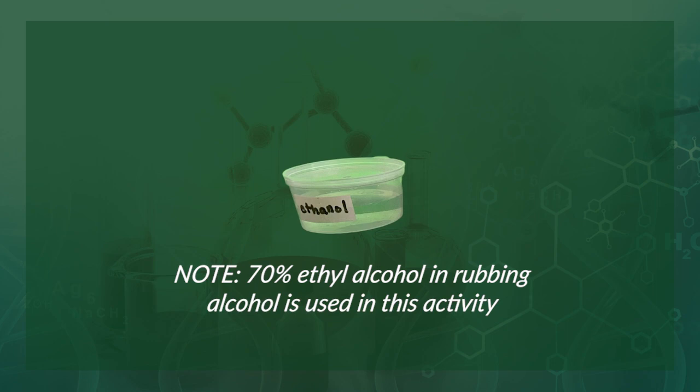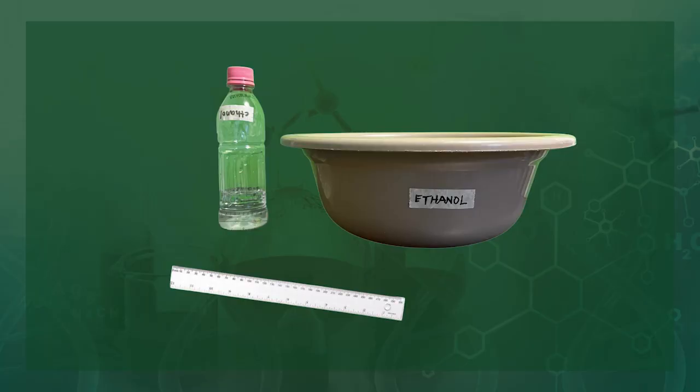For our second liquid sample, we will be using 70% ethyl alcohol or ethanol. So we will try to find out the molecular polarity of ethanol using the same steps we did for water. Note that 70% ethyl alcohol in rubbing alcohol is used in this activity. So before we start, make sure that you have a complete setup. You have your PET bottle containing the 70% ethanol. Make sure the PET bottle is covered and that the cap has a pinhole in it.